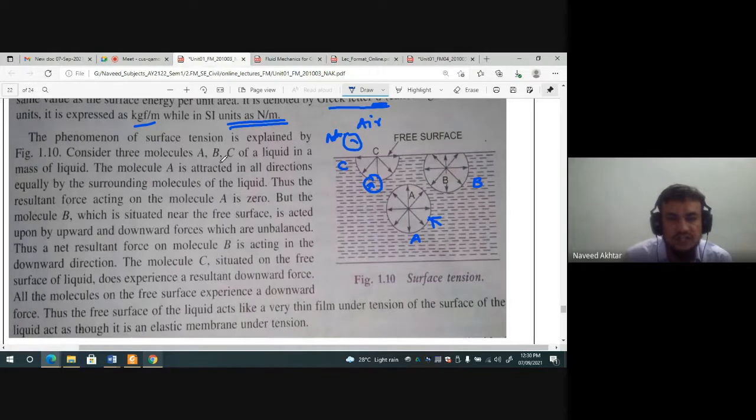Consider 3 molecules A, B, C of liquid in a mass of liquid. The molecule A is attracted in all directions equally. तो हमने अभी पढ़ा कि कोहेशन क्या है, इंटरमॉलिक्यूलर अट्रैक्शन, तो A के चारों तरफ सेम टाइप का लिक्विड है, तो यहाँ पर क्या बोल रहा है, molecule A is attracted in all directions equally by surrounding molecules of liquid. Thus, the resultant force acting on the molecule A is 0.